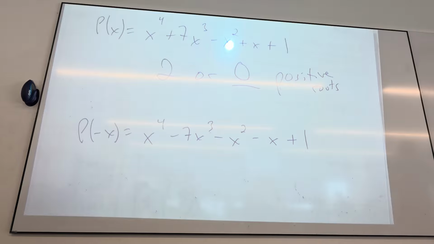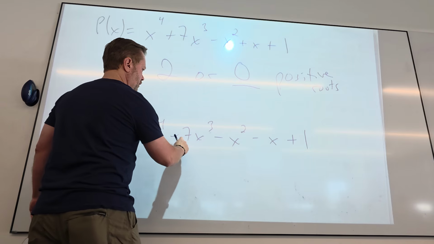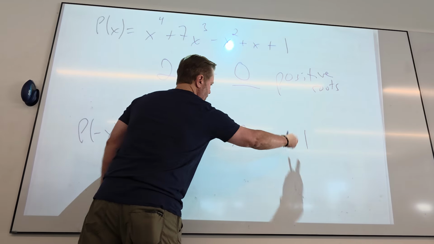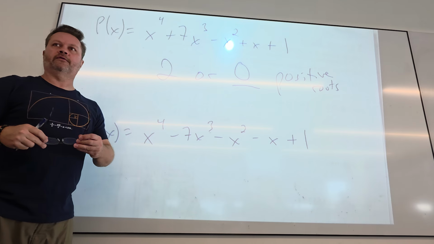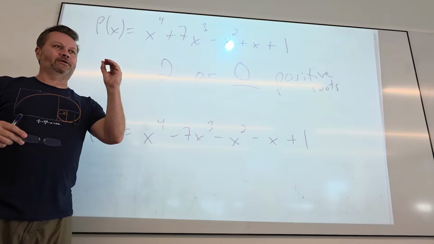How many sign changes are here? 2. Positive, now it's negative, that's 1 sign change. Negative to positive, that's 2 sign changes. How many negative real roots are there? 2 or 0?